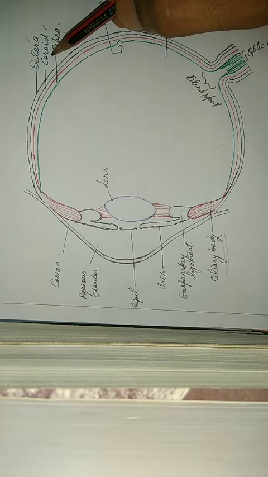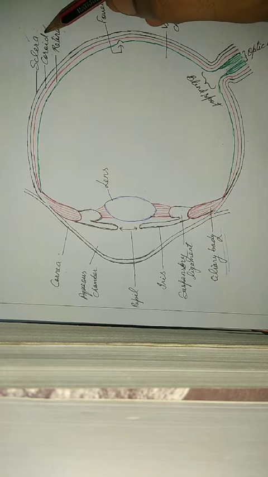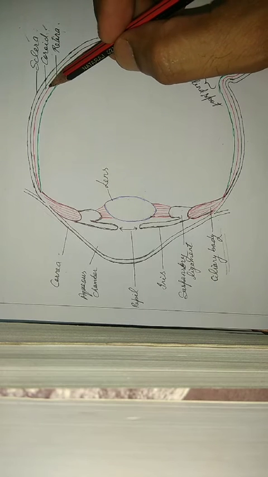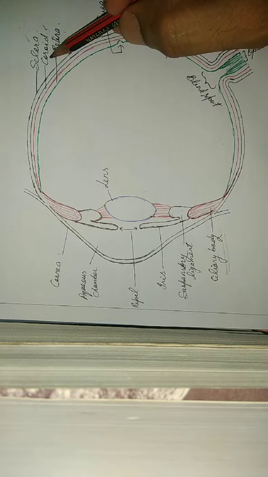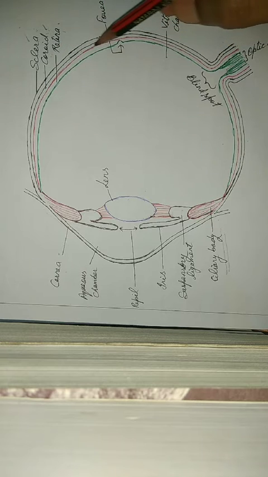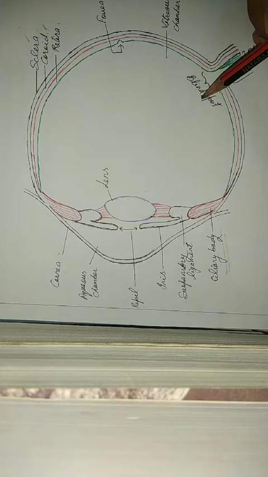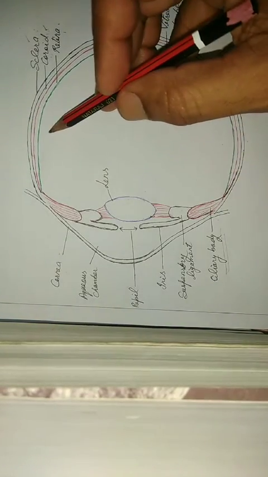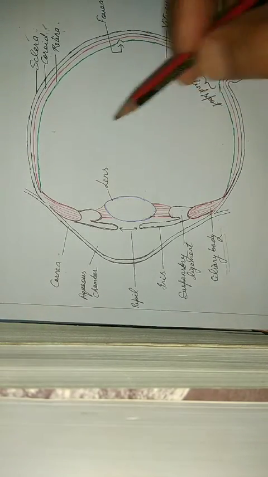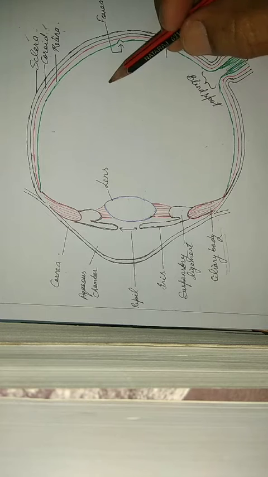The intermediate layer, which is inner to the sclera, is called the choroid. It is highly vascularized and contains pigments, and forms a dark room inside the eye that prevents internal reflection of light within the eye.